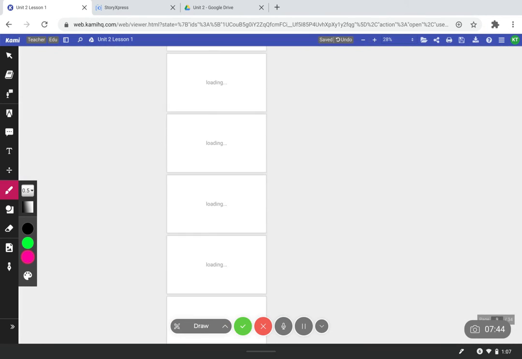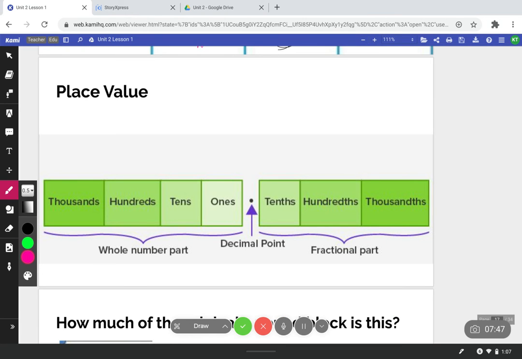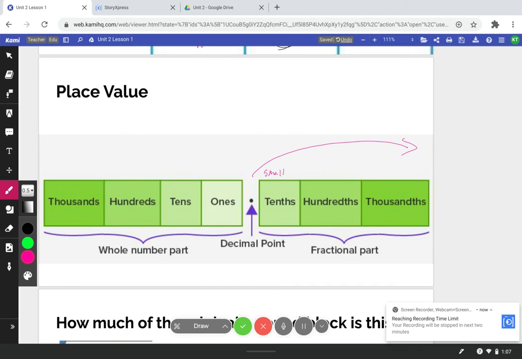Or we can just look and remember our place value chart. Here's our place value chart. So the further away we get from the decimal point on this side, the smaller it gets. So the tenths is small, hundredths is smaller, thousandths is smallest.